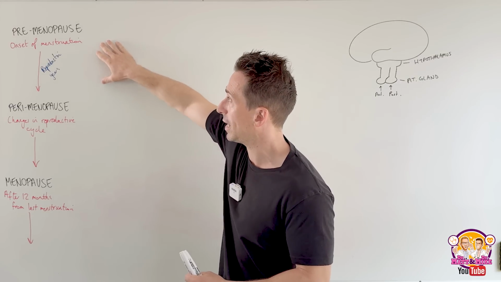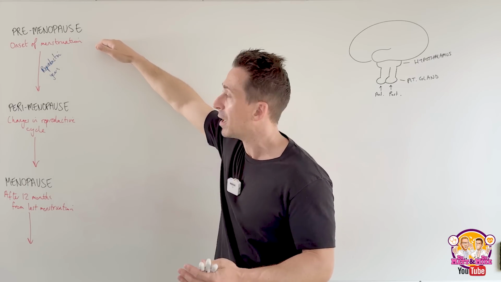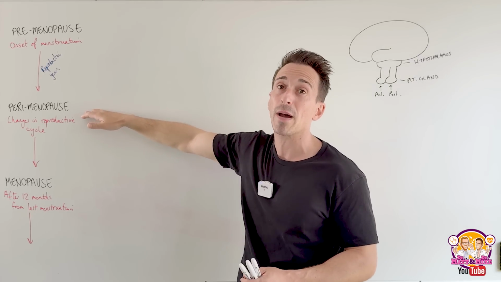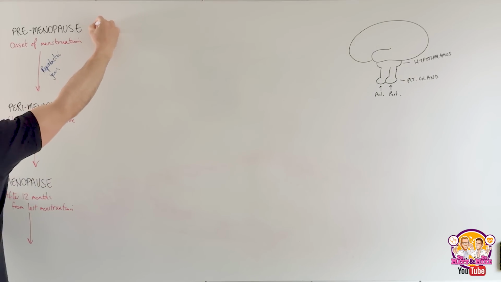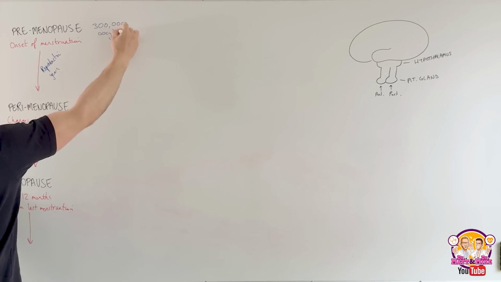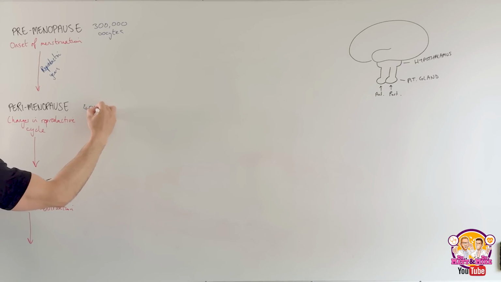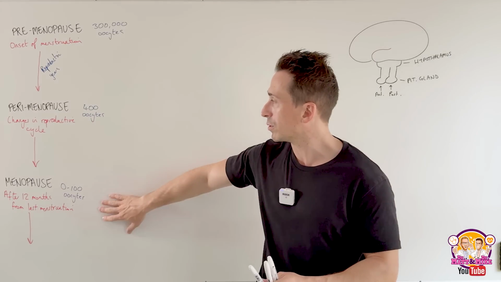So by the time we hit the onset of menstruation, there's around, let's say, 300,000 oocytes remaining. By the time we hit perimenopause, there's probably around 400. So let's write this down. It's probably important to write down. Here, we've got around 300,000 oocytes. Remember, oocytes are eggs. Here, we've got around 400 oocytes. And by the time we hit menopause, it's between 0 to 100 oocytes. So effectively, you've exhausted the amount of eggs, oocytes, by the time menopause has been reached.